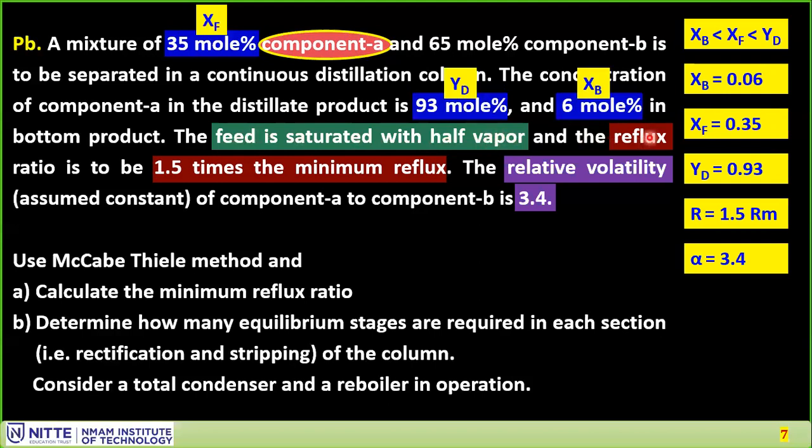Okay, let's go to the next point. Reflux ratio is 1.5 times the minimum reflux. That's also a little coded, but still we'll write it down. Relative volatility, alpha, that's known to us already. Alpha is equal to 3.4.